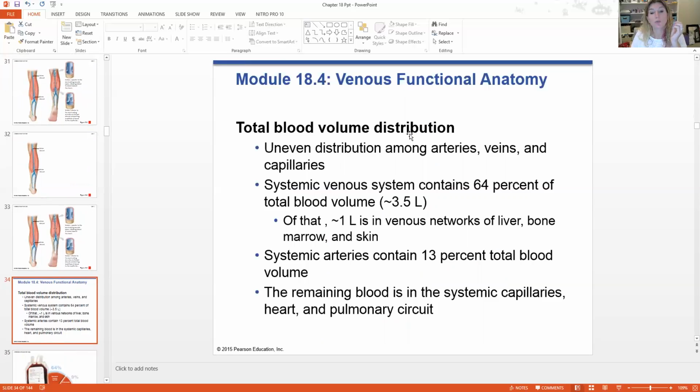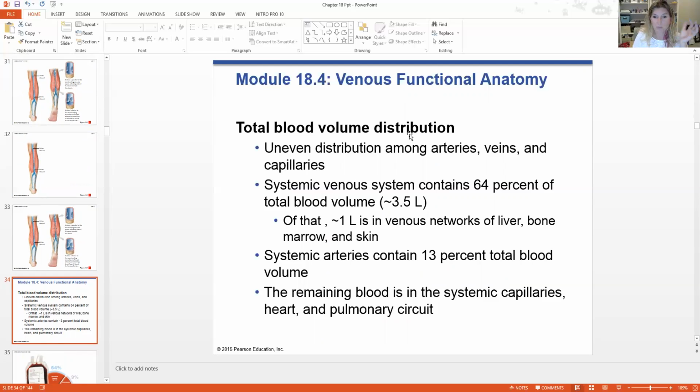So the total blood volume distribution throughout the body is uneven. It's not equally distributed between veins, arteries, and capillaries. The systemic vein system has more than 64% of all the blood volume at any given time. So the majority of your blood is within your veins, and that's because they're very low pressure. The blood's not zipping through there very quickly.